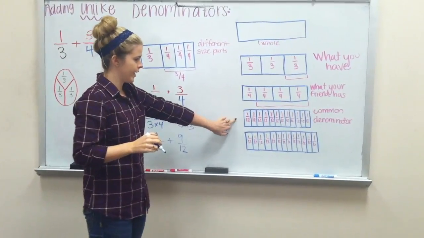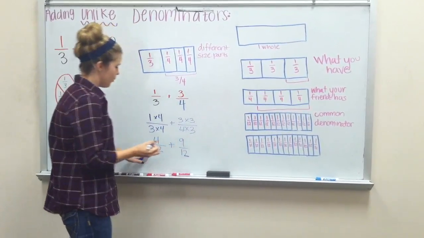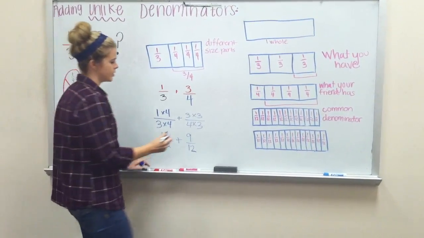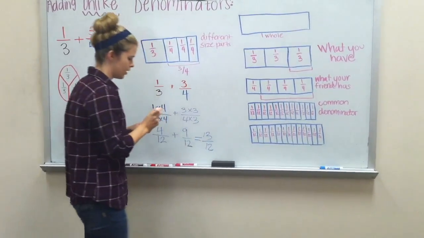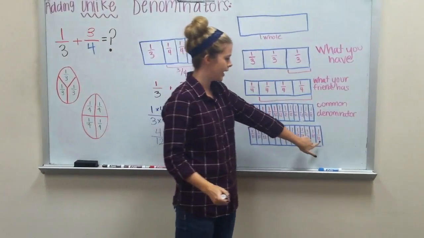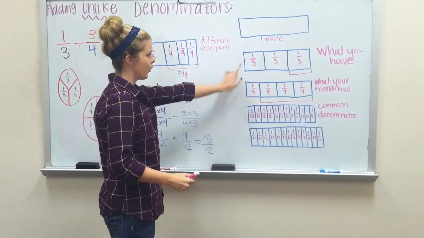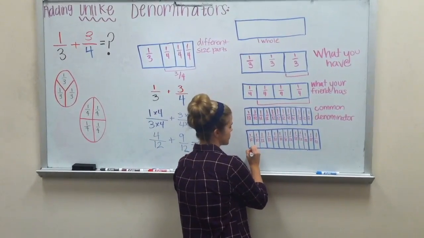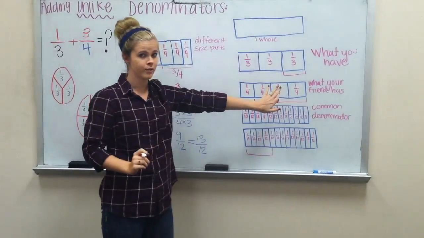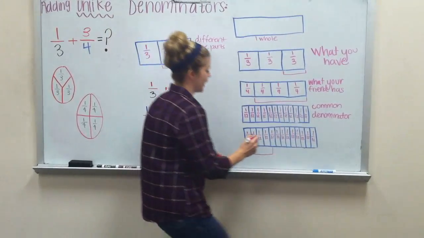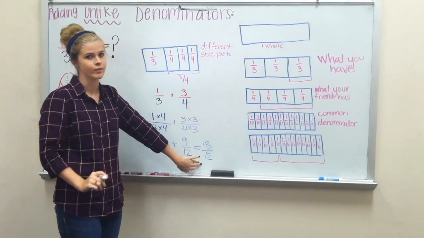So with our common denominator, we can split our whole into 12 different parts. When we add this, though, we get 13/12. So in this picture, we see that we have an extra 12. So what you had, which was originally 1/3, is really equal to 4/12. And what your friend has, which was originally 3/4, is the same thing as saying 9/12. So when we add all that up, we get our 13/12.